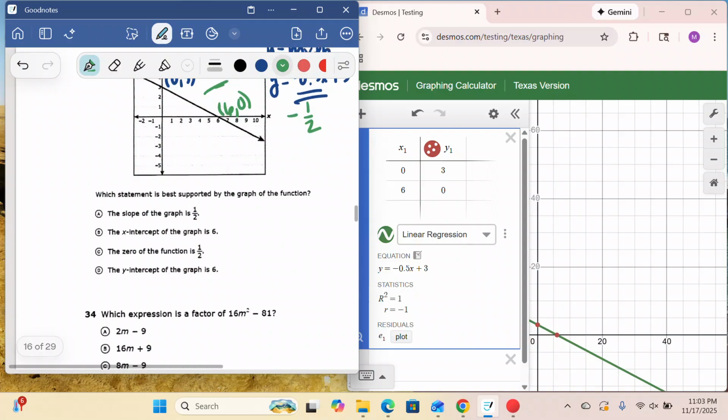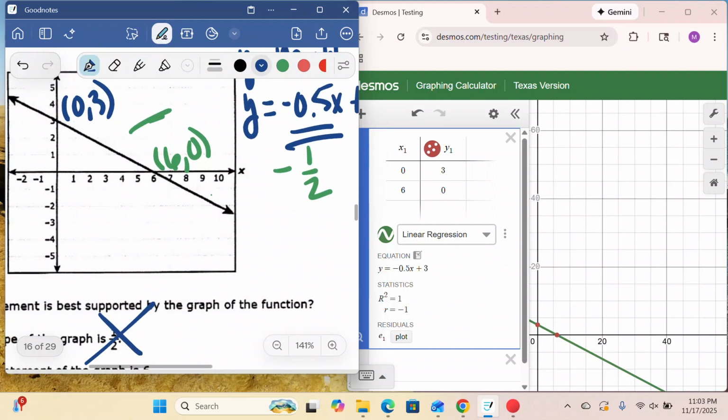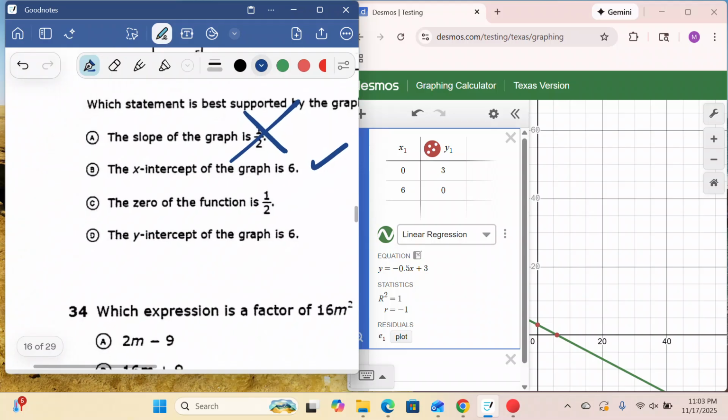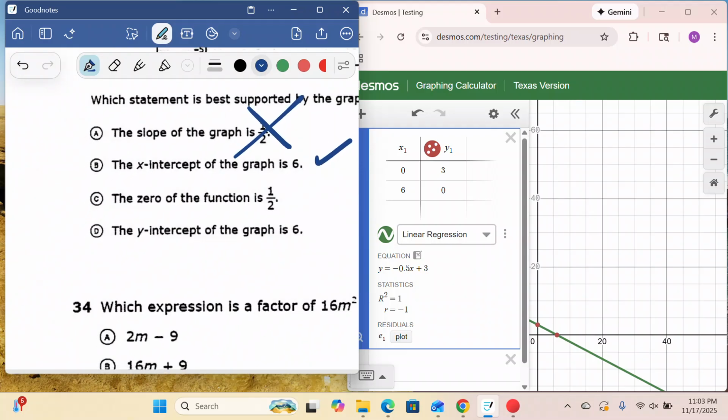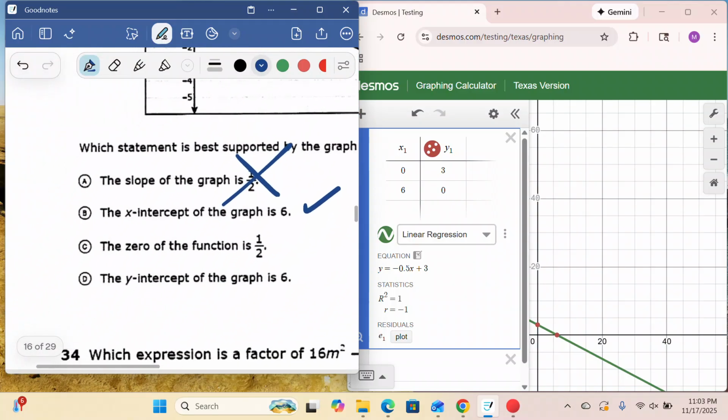Which statement is best supported by this function? Remember the vertical line test, it is a function because it only passes through one point. So the slope is 1/2. That is false because I have a negative slope, and automatically if I didn't know what 1/2 was, I knew that was wrong. The x-intercept is 6, so I'm going to come here. My x-intercept is right here, so that is correct. The 0, which is the x-intercept of the function, is 1/2? My 0 is not 1/2. My 0 is 6. So this is false.